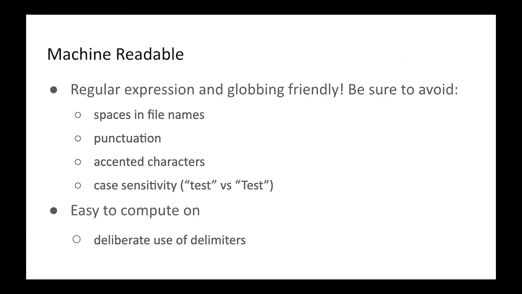So let's focus on machine readable. Why is this important? Machine readable file names allow you to easily search for files later, easily narrow down files based on their names, and easily extract information from the file names. So functionally, machine readable files are regular expression and globbing friendly, which I'll walk through in a minute. For these to be successful, we need to avoid those spaces, punctuation, or special characters that I've already mentioned. And machine readable file names are easy to compute against if there is that deliberate use of delimiters like the dashes or underscores.